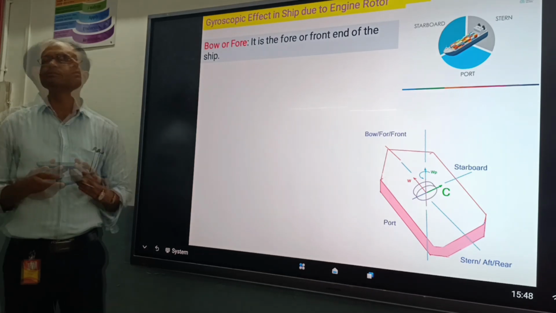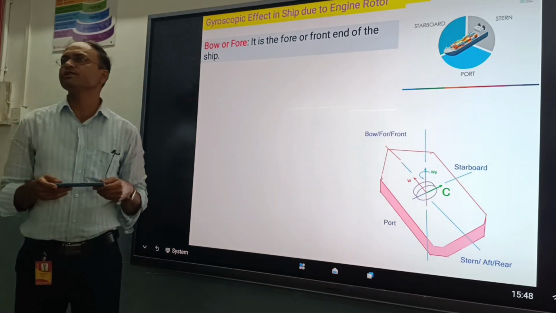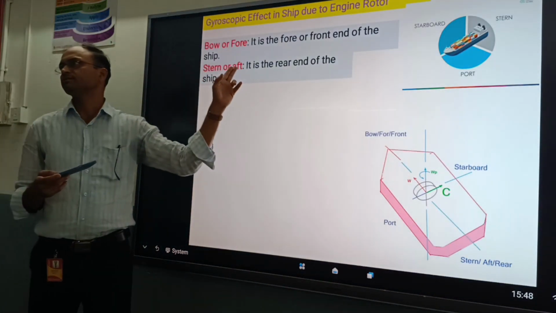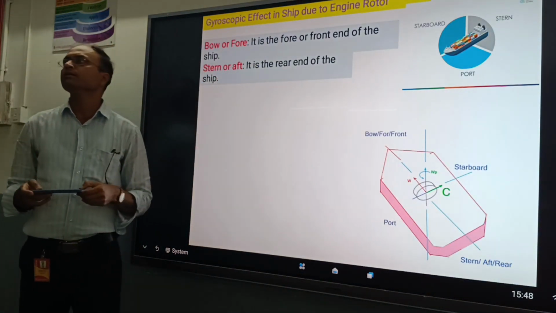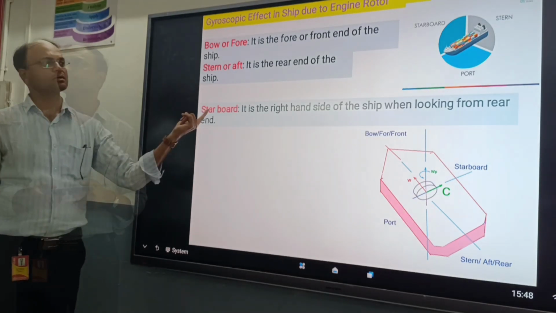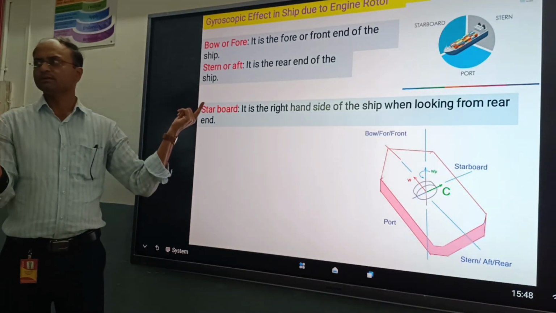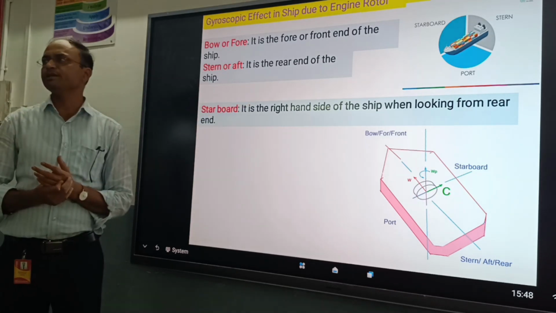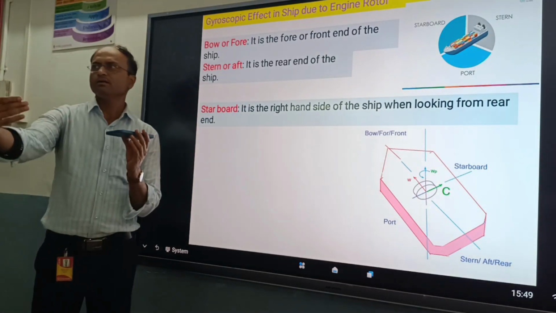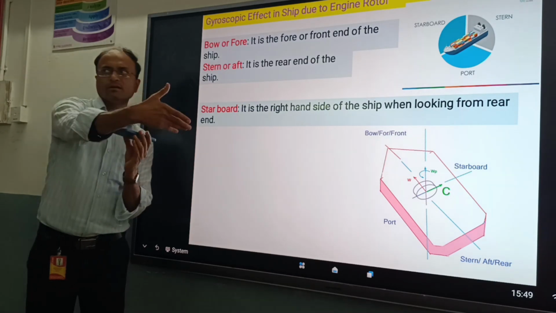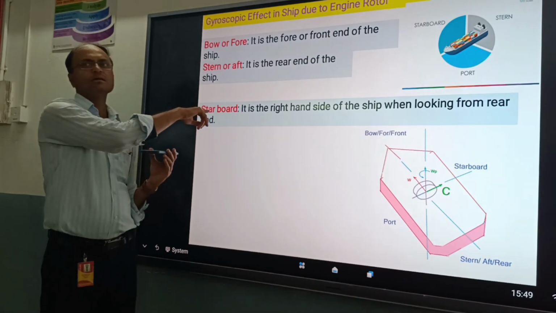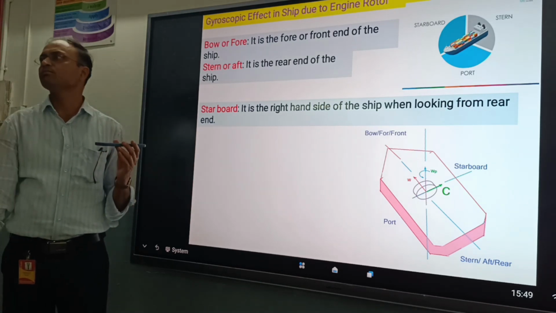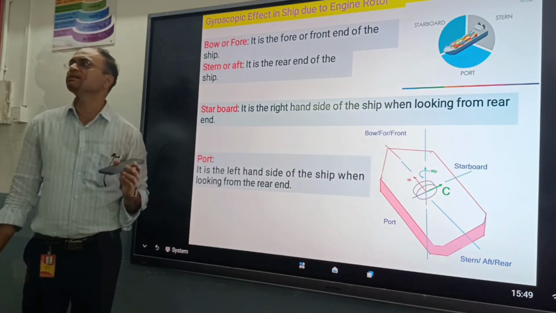Bow or fore, front end of the ship. Stern or aft, it is rear end of the ship. Starboard, it is one word only, starboard. Okay, it is the right hand side of the ship when viewed from rear. And last one, port, P-O-R-T, port, left hand side of the ship.